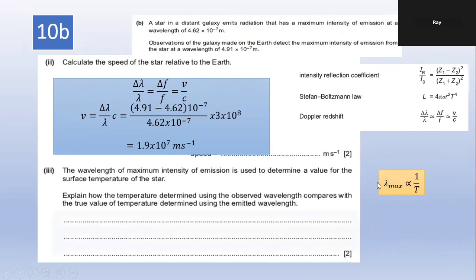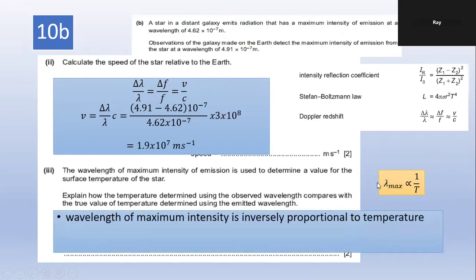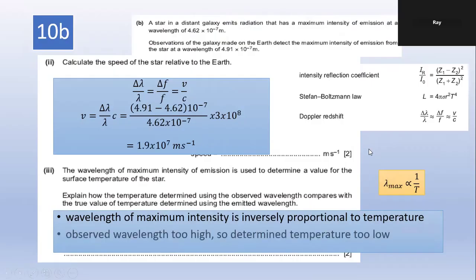So wavelength for maximum intensity is inversely proportional to temperature. That's your first point. As lambda increases, temperature decreases. Is that the second one? Observed wavelength is too high, so the determined temperature is too low. Okay? Any comment? Oh, correct.